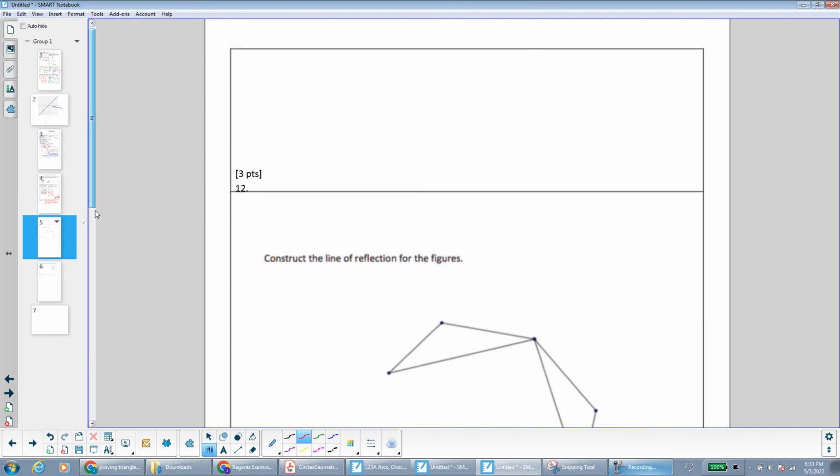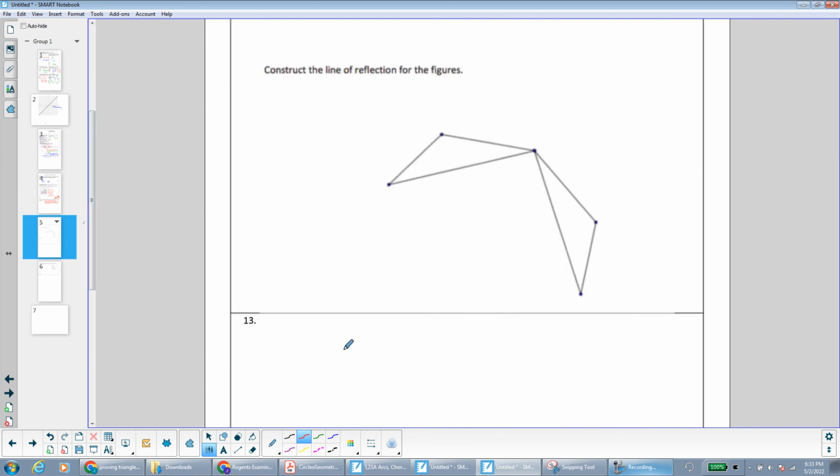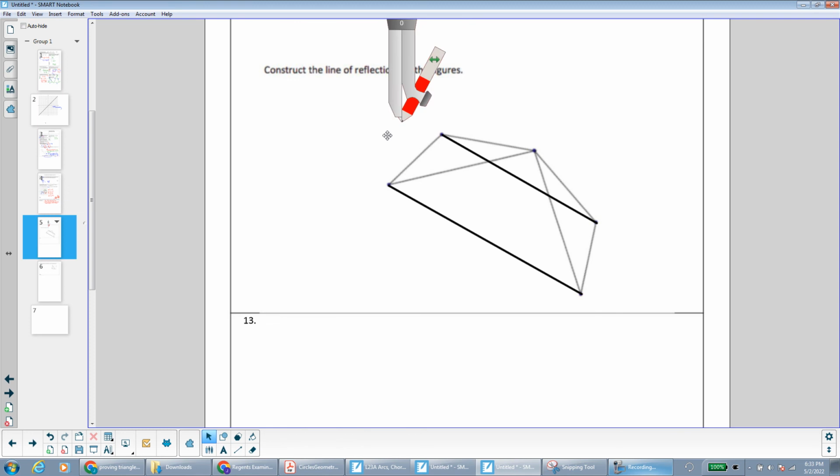Okay, now we have the constructions. So for the constructions, I'm going to get started here by just connecting two corresponding pre-image and image points. And this one doesn't work out perfectly. It really doesn't. It was an error with the question. So as long as you followed the steps and you did all the steps correctly, even though your line of reflection is not going to end up perfect, I did give the full credit for that. That was an error with the question.